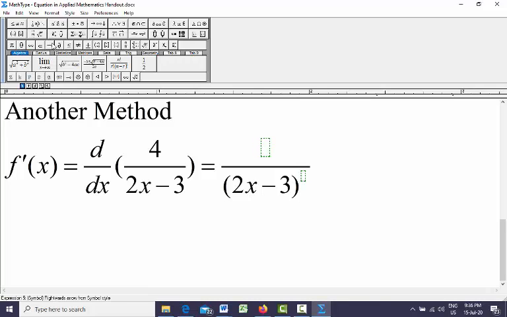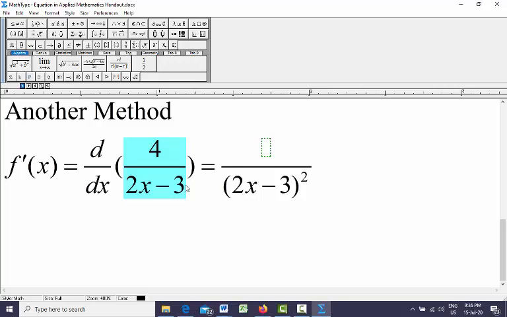You will get a square. Remember, this is the formula for division. This is the rule of division for differentiation. Here we have 4 divided by 2x minus 3. So this is division, and we can apply the rule of division for differentiation.